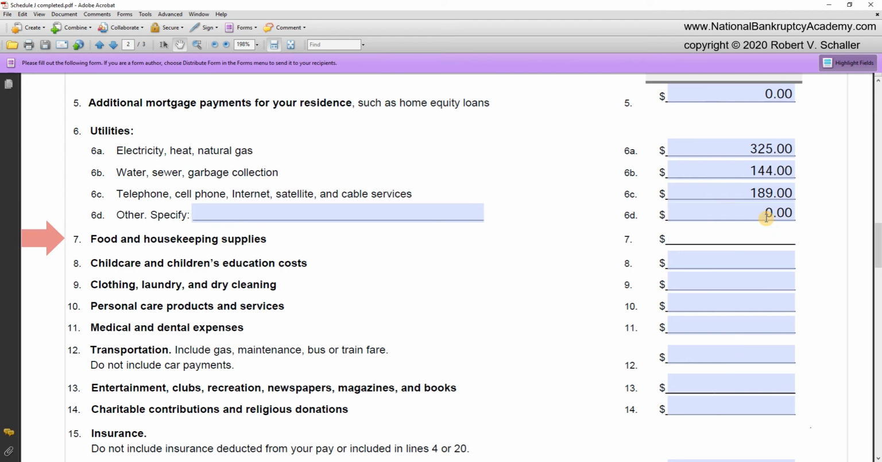The next line is line 7. The debtor is required to identify the monthly food and household supply bills. So that's a difficult one for some people because most people do not keep track of how much they spend on food. So they'd have to average that. If you're lucky, you have a client who pays everything by a debit card or a credit card, in which case you could always take the statements and try to average out how much money was food and household supplies in a given month. In the case of George and Martha Washington, it's $800.